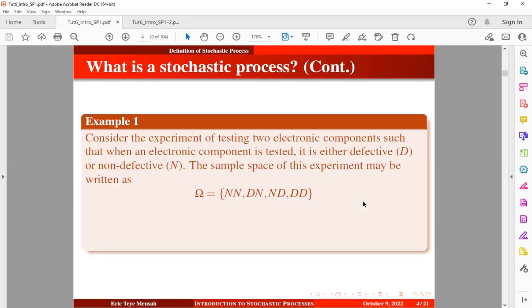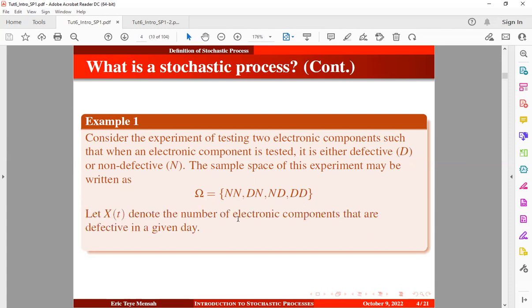Consider the experiment of testing two electronic components such that when an electronic component is tested, it is either defective with the notation D or non-defective with the notation N. So the sample space of this experiment may be written as shown below. So we can have the first two components to be non-defective, or we can have the first one to be defective and the second one may be non-defective, or we can have the first one to be non-defective and the second one may be defective, or we can have both of the components to be defective, okay?